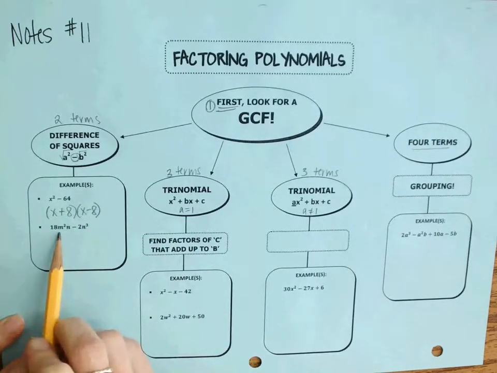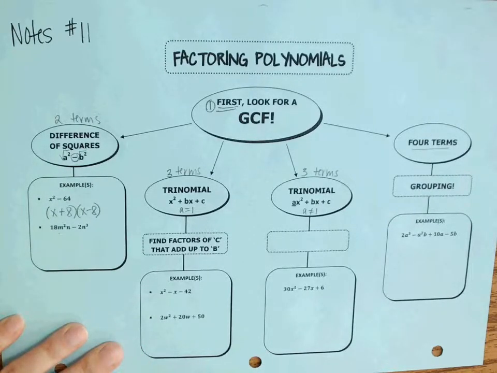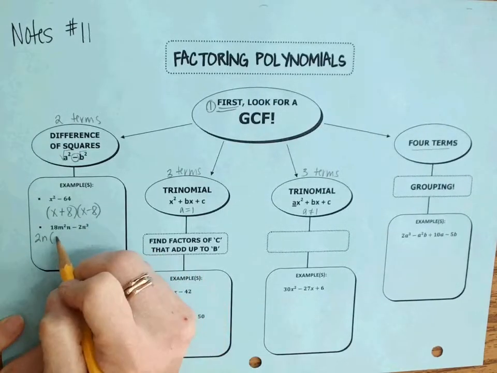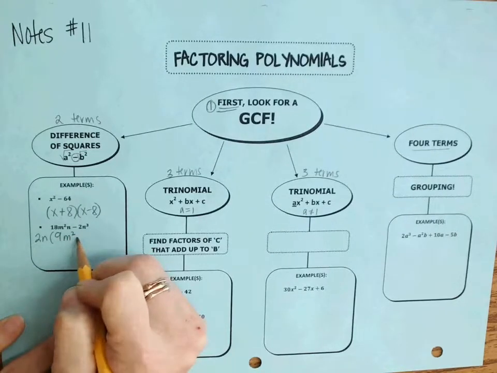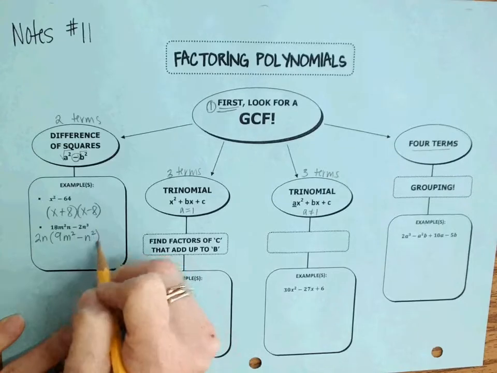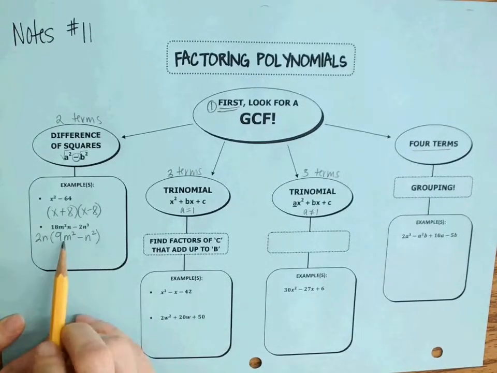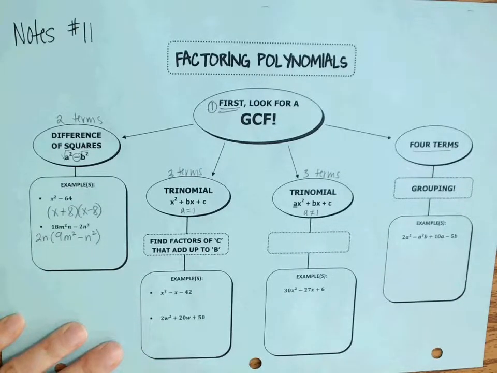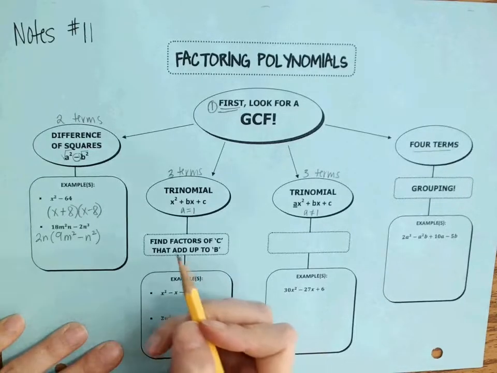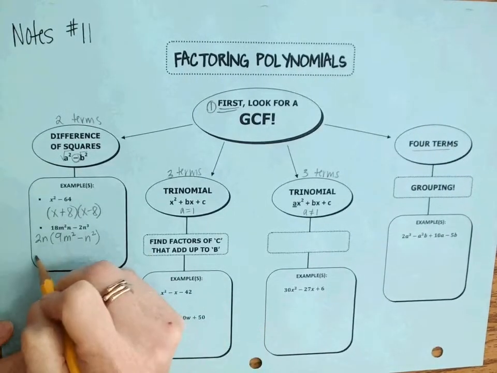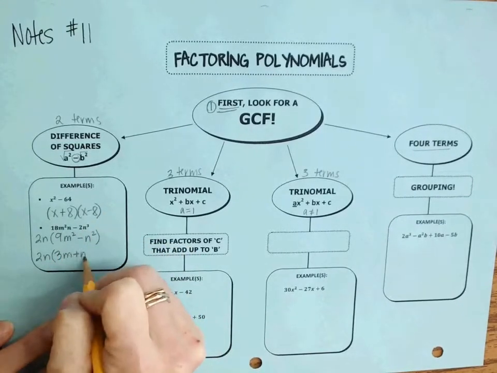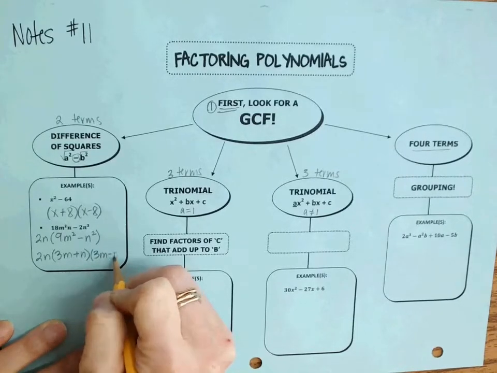Now my next one, I'm going to go ahead and again see if it has a GCF, and it does. The GCF is 2n. So I'm going to start by factoring out that 2n. When I do, I'm left with 9m squared minus n squared. Now I'm going to look. I still have 2 terms. Can I find the square root of both of the terms? And I can. So I'm going to keep factoring. I'm going to drop down my 2n, and then I have (3m + n)(3m − n).